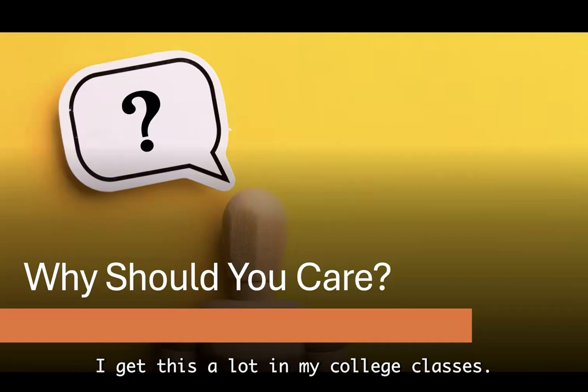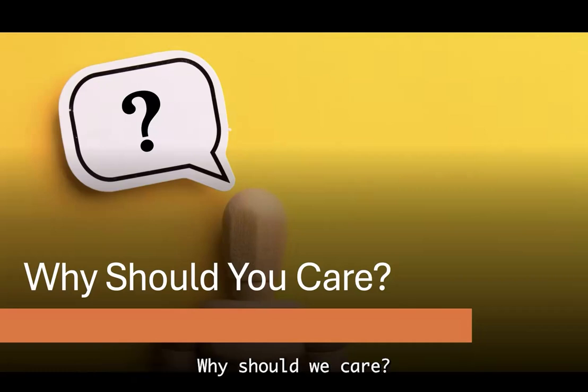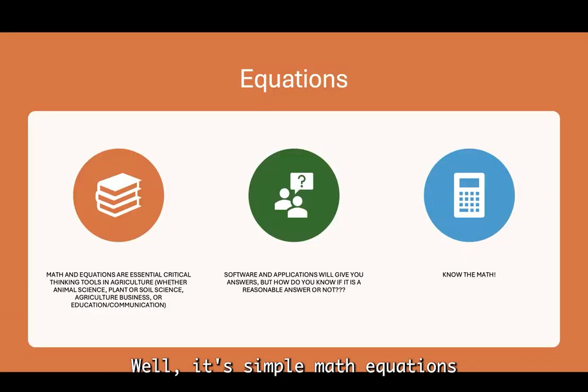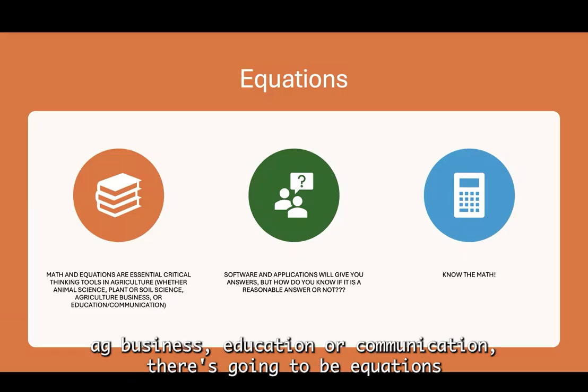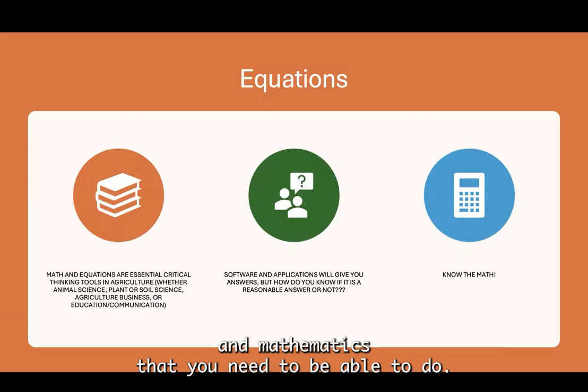I get this a lot in my college classes. Why should we care? We have AI, we have spreadsheets, we have software. Well, it's simple. Math and equations are critical thinking tools. And in agriculture, whether you're animal science, plant science, ag business, ag education, or communication, there's going to be equations and mathematics that you need to be able to do.